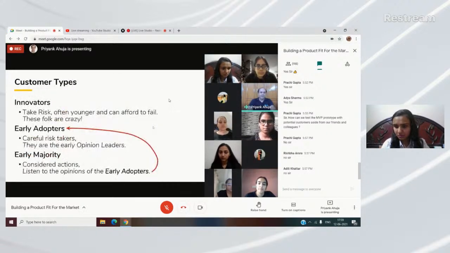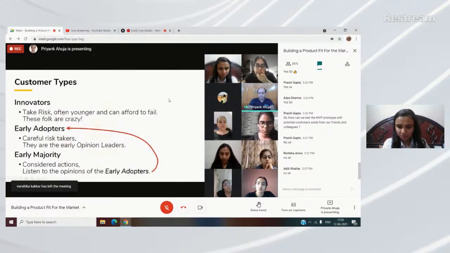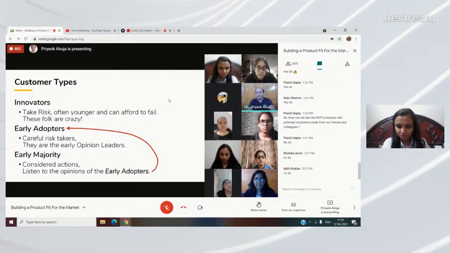Let me show you how you can think about it mentally. There are three different categories of customers in the initial phase. Innovators are high risk takers, which I told you, often young. Early adopters are careful risk takers, but they are opinion leaders. And last, the early majority are those customers who are waiting for the price to lower, but they take feedback from the early adopters. So each and every behavior of the customer depends upon a different set of customers. So whatever experiment you are doing on early adopters, be very careful, because majority customers are relying on the adopters.